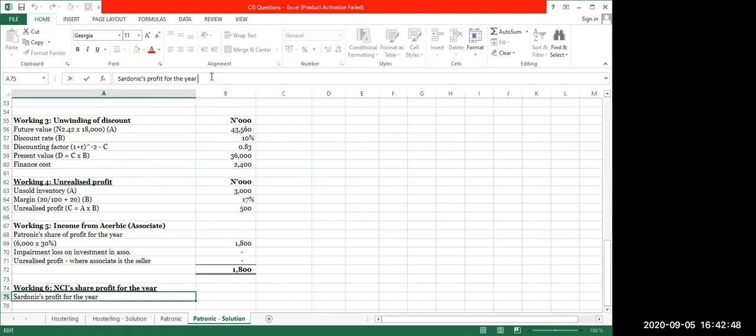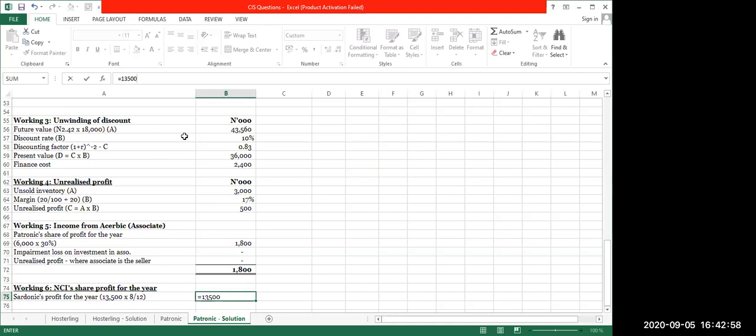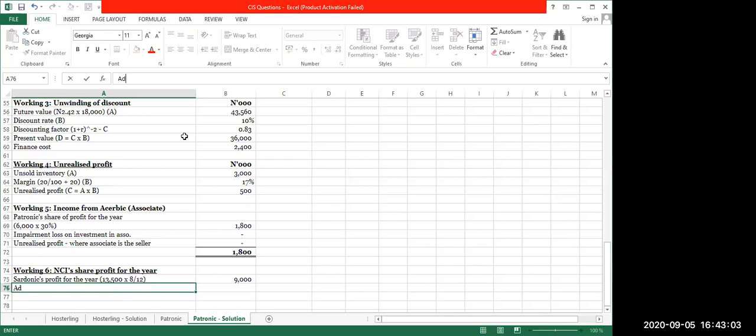So I will do 13,500 times 8 divided by 12. We have to prorate it. So 13,500 times 8 divided by 12. Then the next thing are the adjustments.